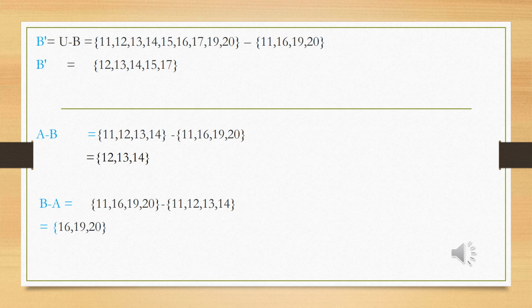Now, in B difference A, you will write the elements that are found in set B but not in set A. In simple words, you will exclude elements of set A from set B and write the remaining elements of set B.